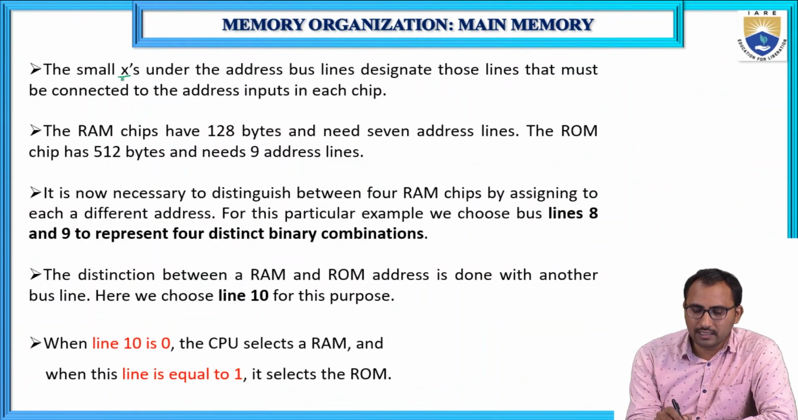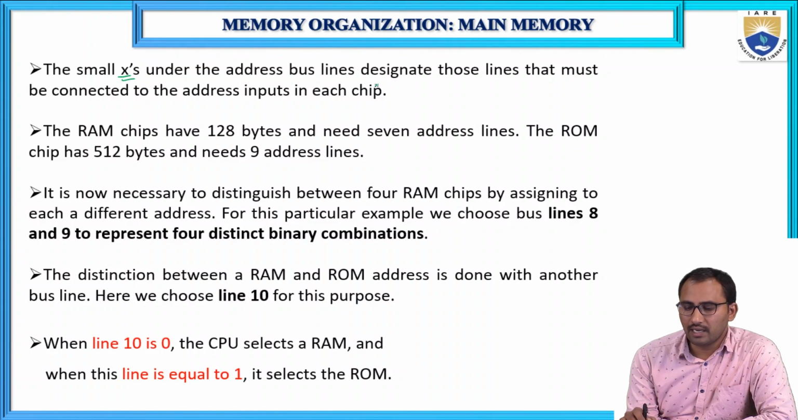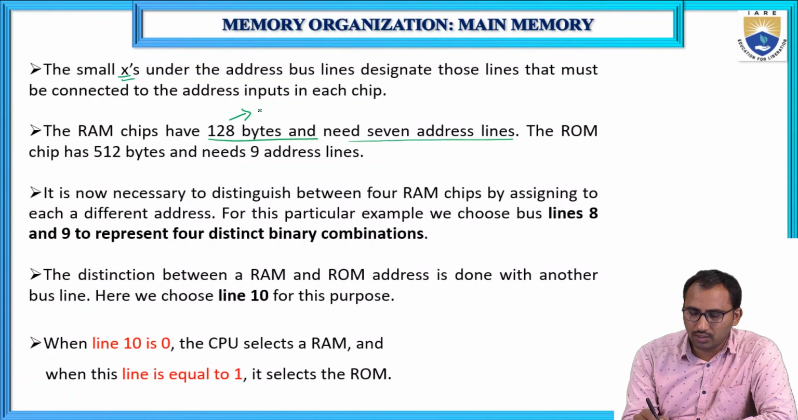The small x under the address bus line designates those lines that must be connected to the address inputs in each chip. So the RAM chips have 128 bytes and need 7 address lines. 128 means 2 power 7, so 7 address lines are required. And the ROM chip size is 512 bytes. 512 means 2 power 9, so 9 address lines are required.